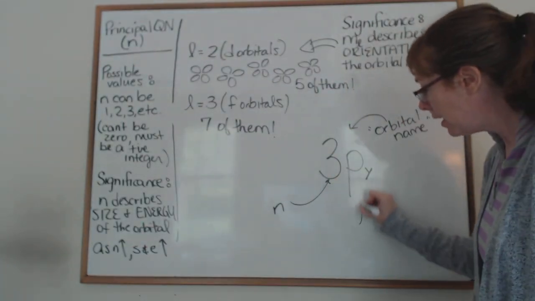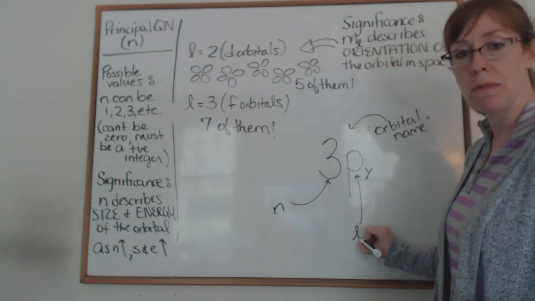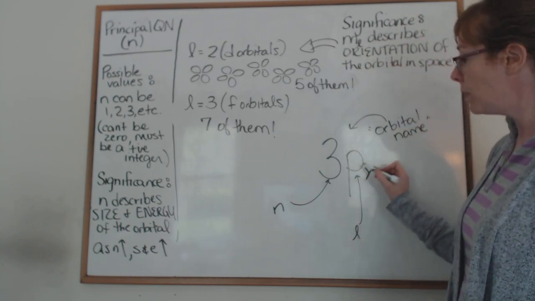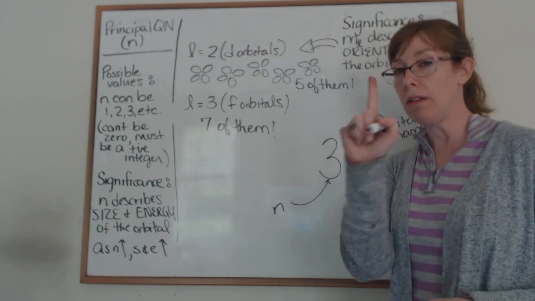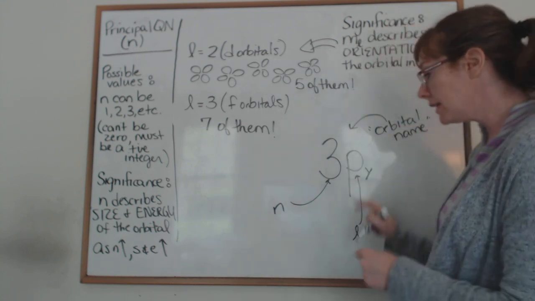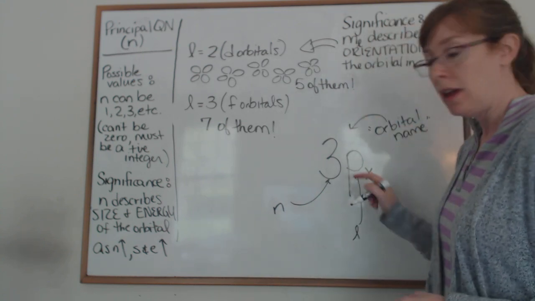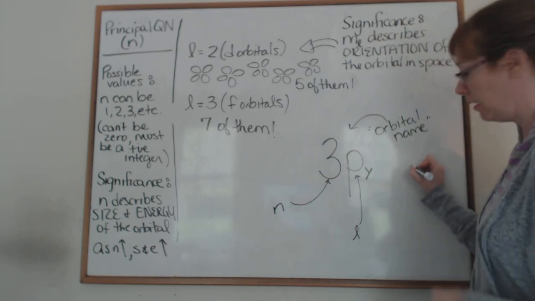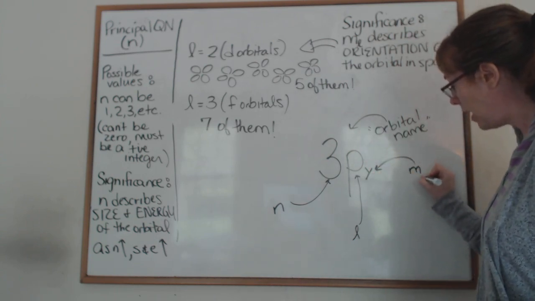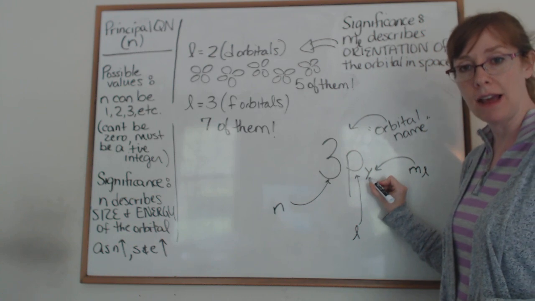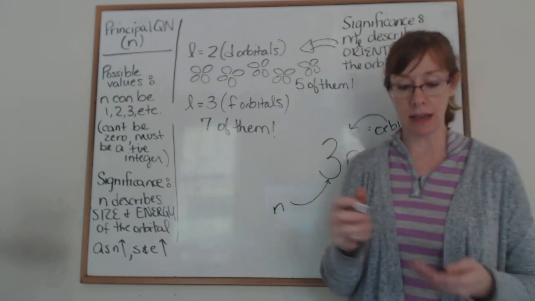The p is related to the L value. Remember, that's the one that's telling you the shape. Once again, p is equal to an L value of 1. And that's going to tell you what shape he is. And then this here is the ml value. And this is telling you what axis he lies on. How is he oriented in the atom?